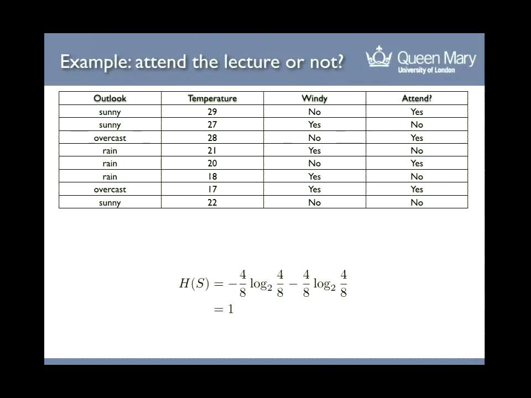It's the sum of, well, minus sign at the front. Right, it's minus the sum of P log P for each of the classes. So each of the classes C, or big C. C is an element of our big C. Big C is the set yes, no.